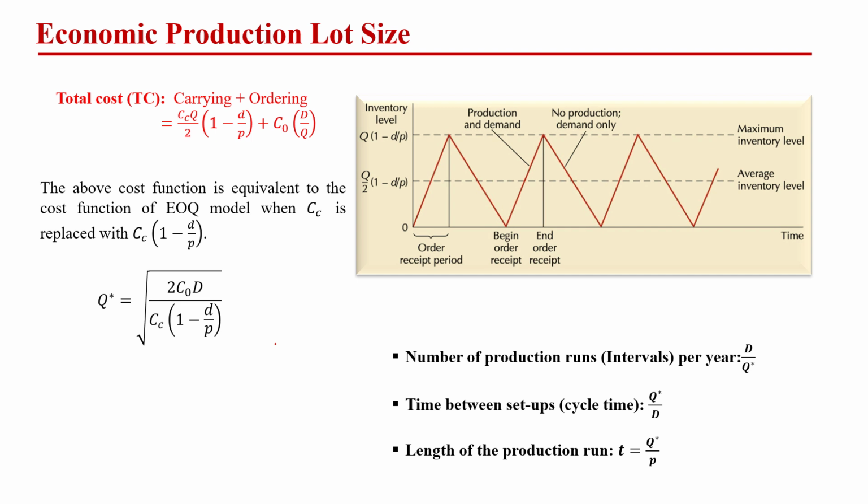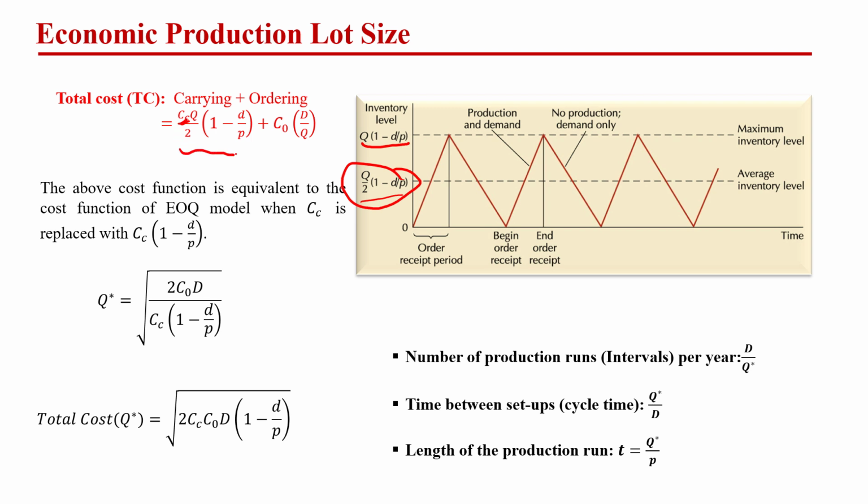So how can we calculate the average inventory? That is the maximum inventory divided by 2. Once we know the average inventory, we can calculate the carrying cost, which is the average inventory multiplied by the carrying cost per unit. That is the total carrying cost, or the average carrying cost per cycle.